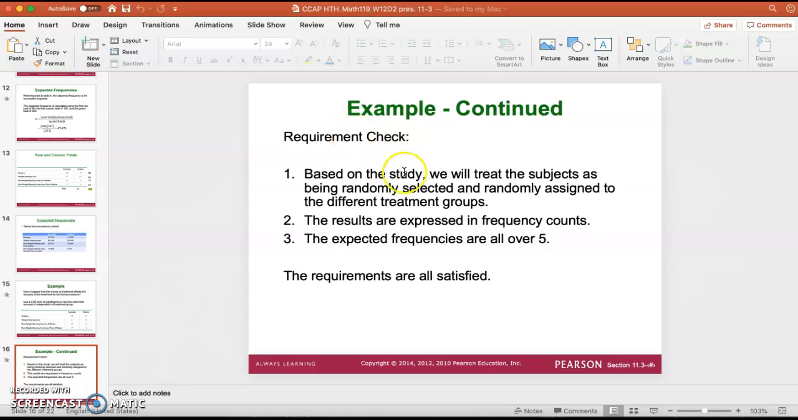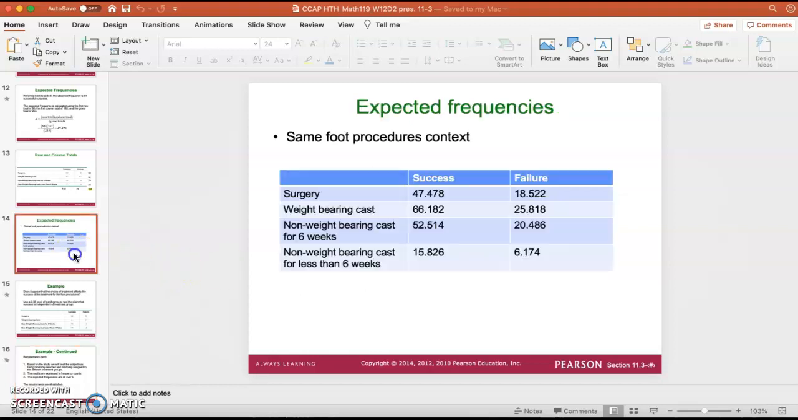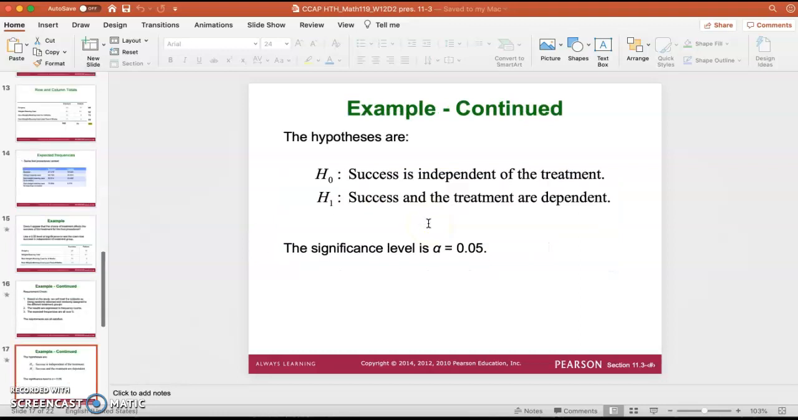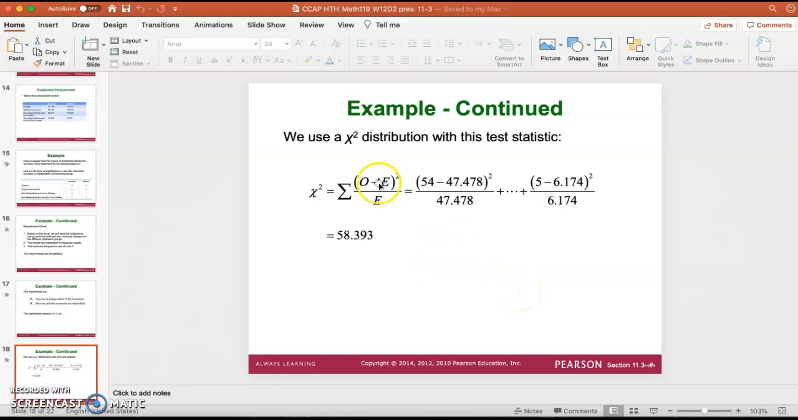So this little requirement check, based on the study, we'll treat the subjects as being randomly selected, and the results are expressed as frequency counts, so we're good there. And the expected frequencies are all over 5. So all these are over 5, so we're all good there. Then we start with, again, knowing that the null hypothesis is always that the variables are independent, and the alternative hypothesis being that they're dependent. So now we use that significance level, still 0.05.